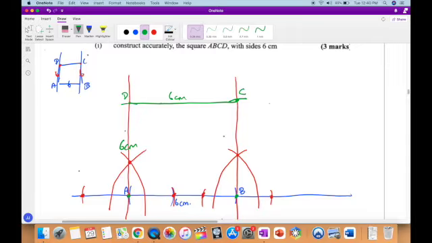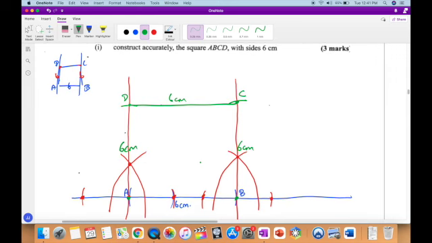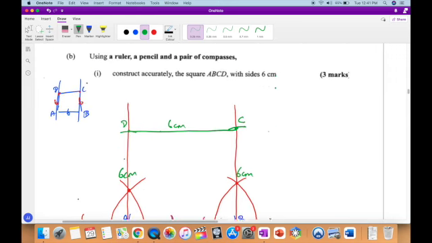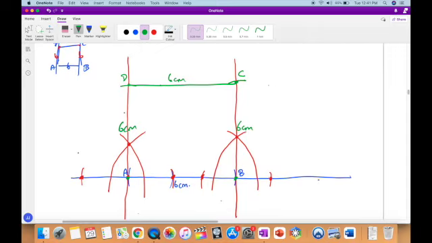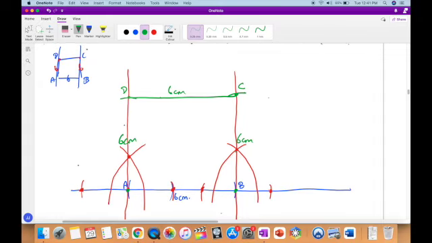centimeters. Make sure that, just for safety's sake, you label everything, including all of your points. All of these things you will get marks for. You see 3 marks there. 1 mark is for the lines that you draw, 1 mark is for your construction lines, and 1 mark is for your labeling. So you want to be able to get all of those marks, right?